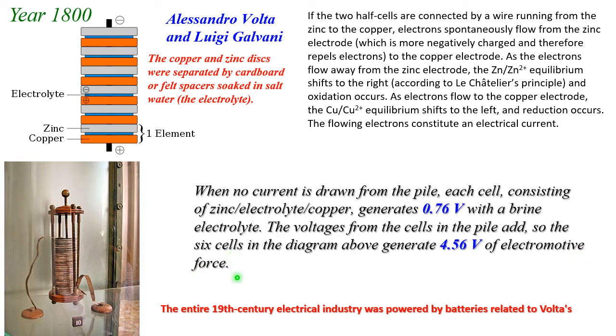Back 200 years ago, people were making literally thousands of such cells for a whole battery, getting very high currents and very high voltages. The entire 19th century electrical industry was powered by Volta's battery. Lots of discoveries were made using it.